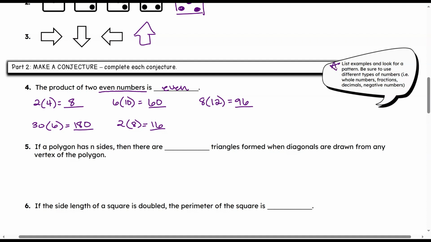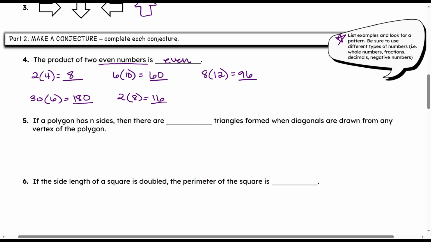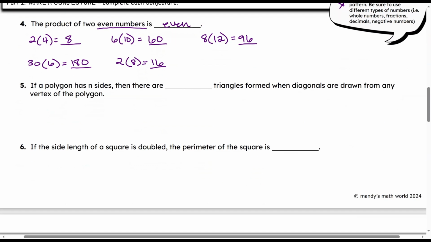Now over here, it says list examples and look for a pattern. Be sure to use different types of numbers, i.e., whole numbers, fractions, decimals, negative numbers. In this case, it was specific. We needed two even numbers. But in other examples, you might want to use fractions, decimals, negative numbers. Let's move on to number 5.